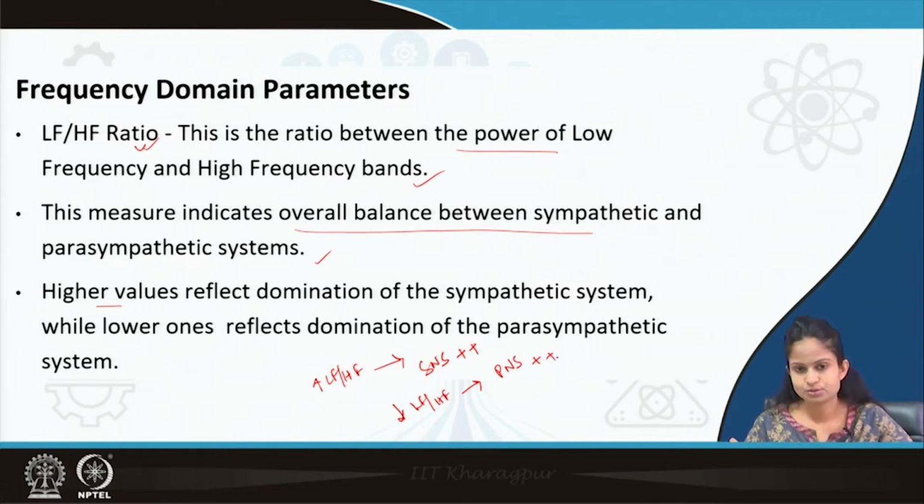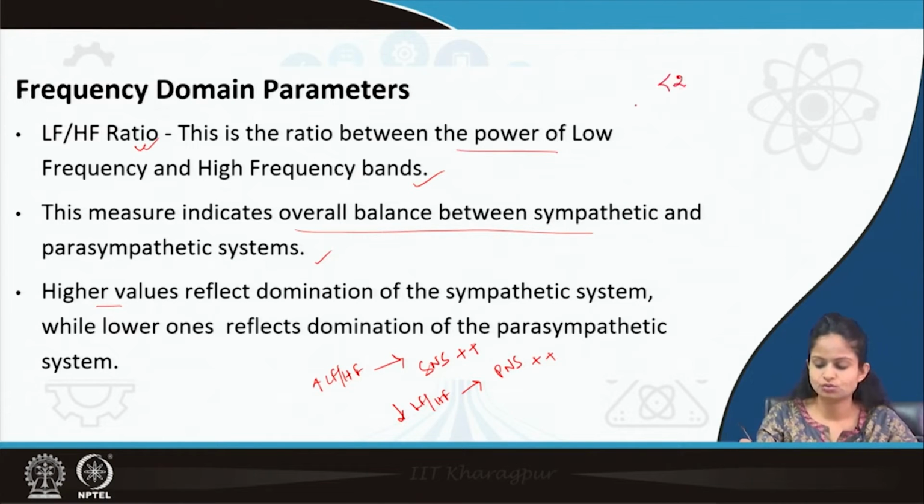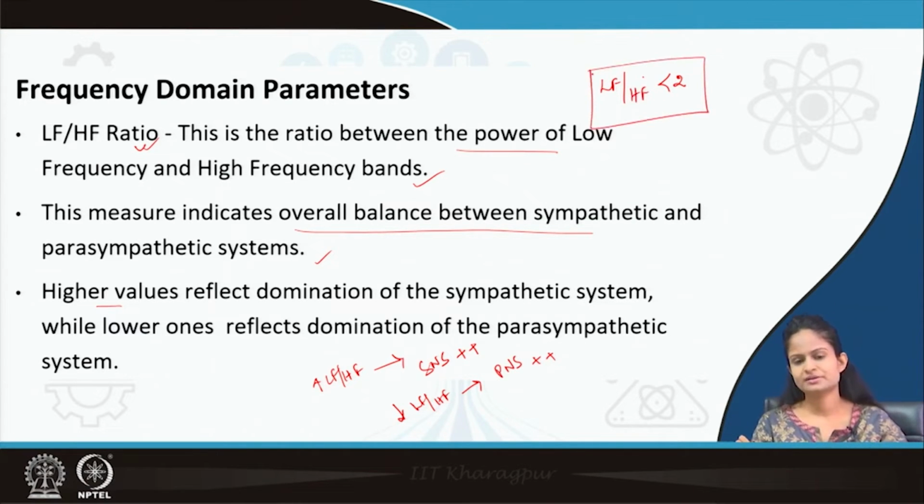And usually the LF-HF ratio normally should be less than 2. It has a range from 1.5 to 2, normally it should be less than 2. So, this LF-HF ratio gets deranged particularly whenever there is an autonomic dysfunction or dysautonomia due to various diseases.